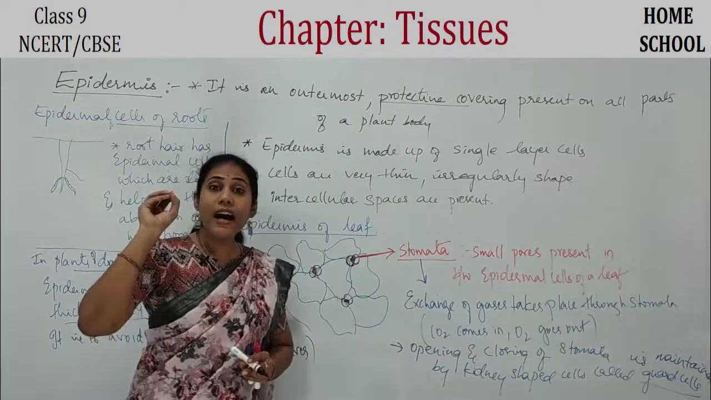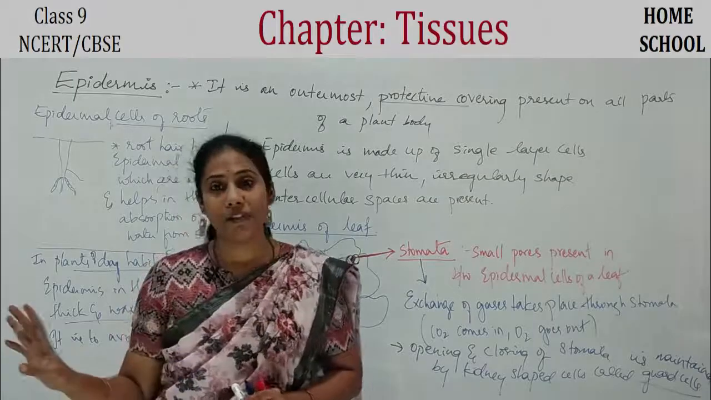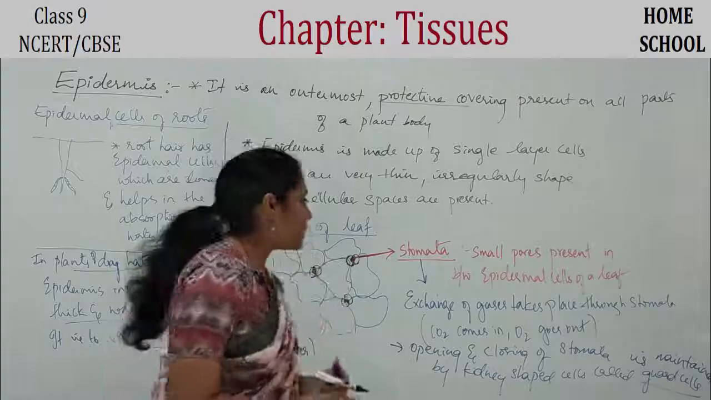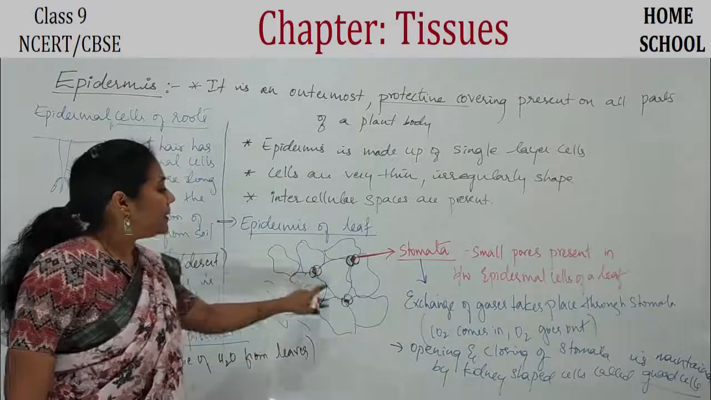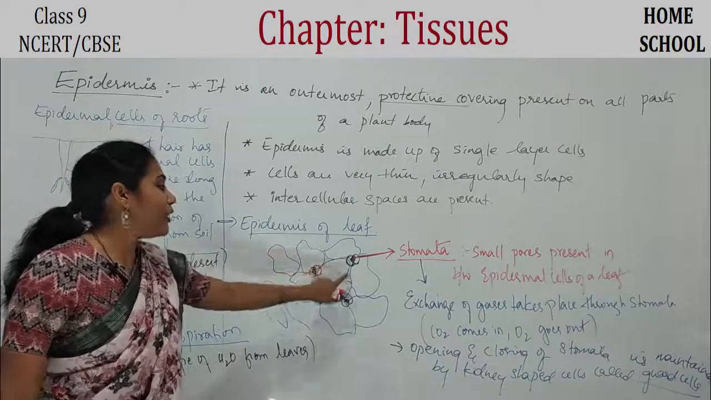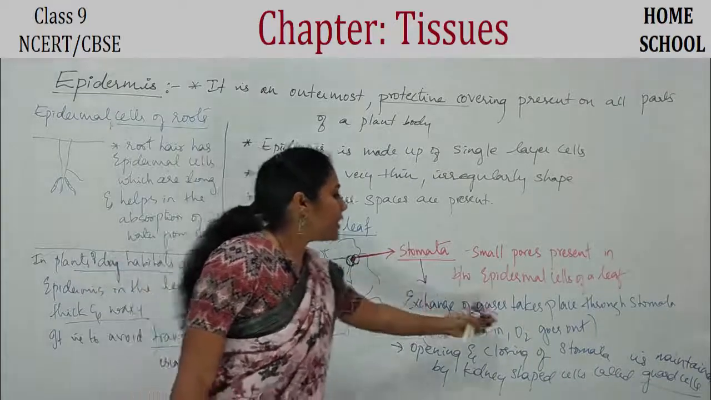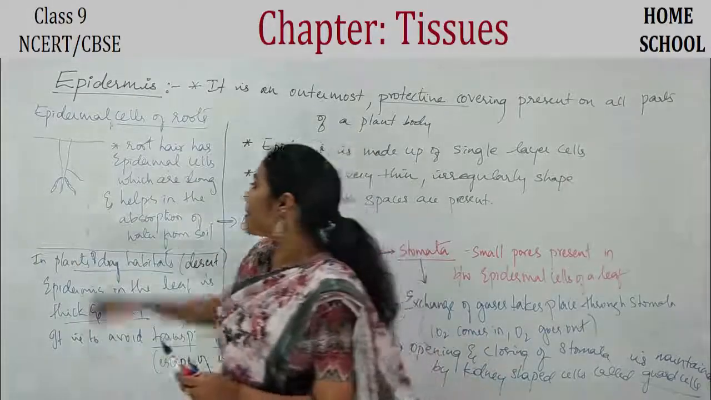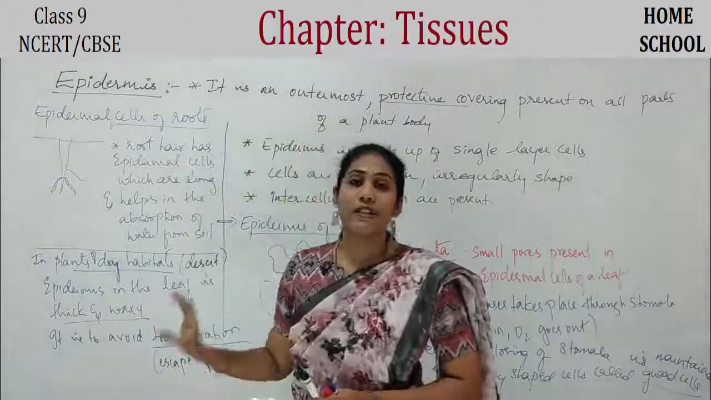Epidermis is the outermost covering in almost all parts of a plant. What is the use? Protection. Along with the protection, between the epidermal cells of a leaf, you can have small holes which we call stomata. You all know what is the use of stomata, right? And also the epidermal cells present in the root hair can absorb water from a soil.